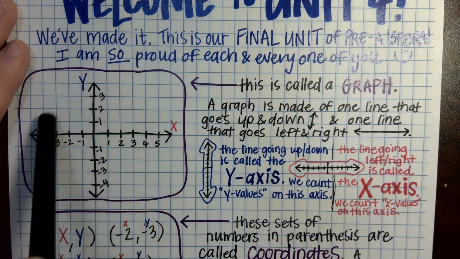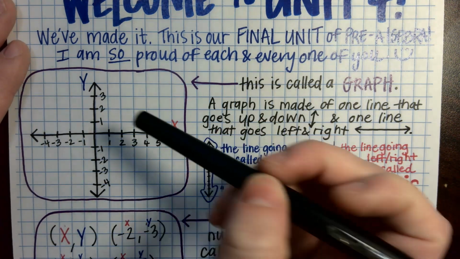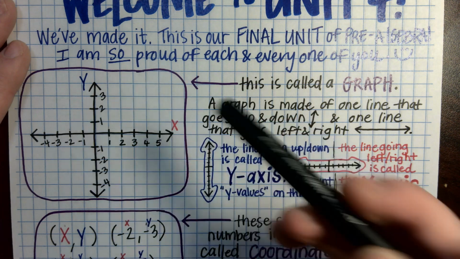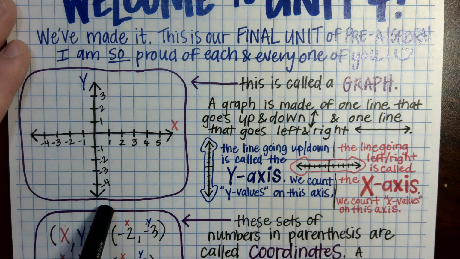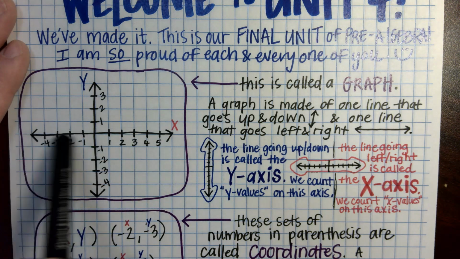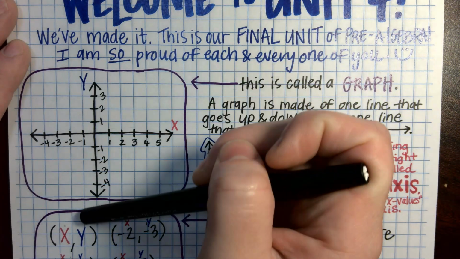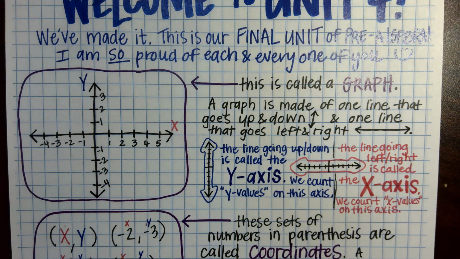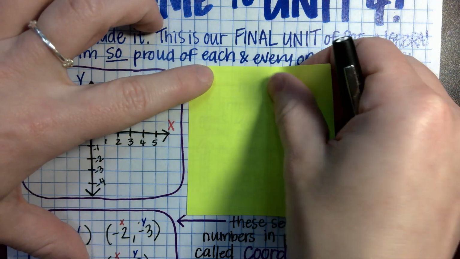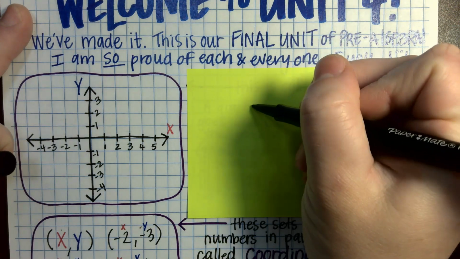So whenever we have a graph, we can use it to plot specific points and tell their location. And there are two axes on a graph. We've got the x-axis, that one goes left to right. We've got the y-axis, that one goes up and down. Now, when I was in high school and learning the difference between my x and y axis, I usually had a lot of trouble figuring out which one was which. So here's a little thing to help you remember.